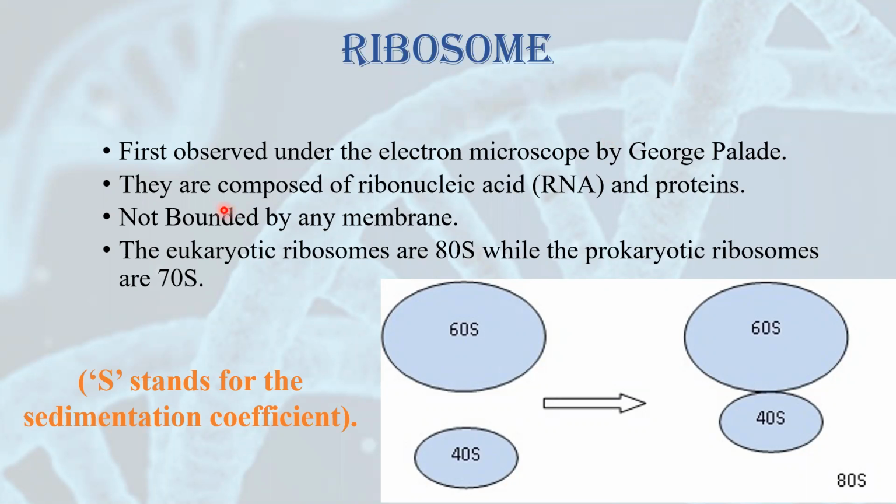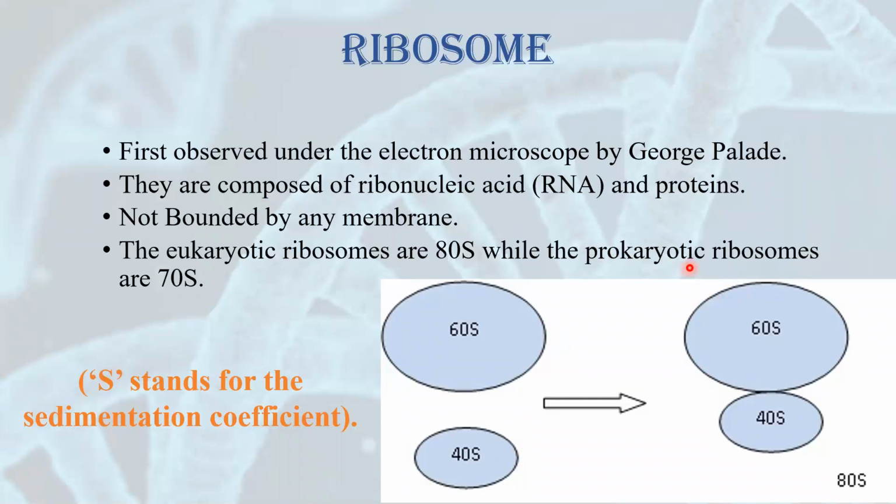Ribosomes were first observed under an electron microscope, a well-developed microscope, not like our common laboratory microscope. It was first observed by George Palade. Ribosomes are composed of RNA and proteins. Ribosomes are not bounded by any membrane, and that's why they are present in prokaryotic cells also.